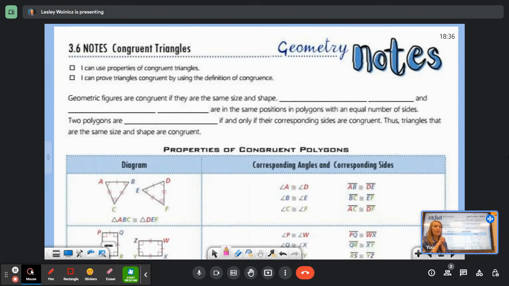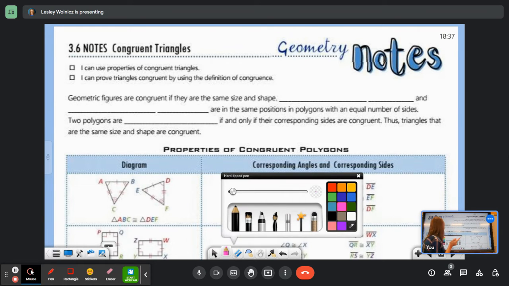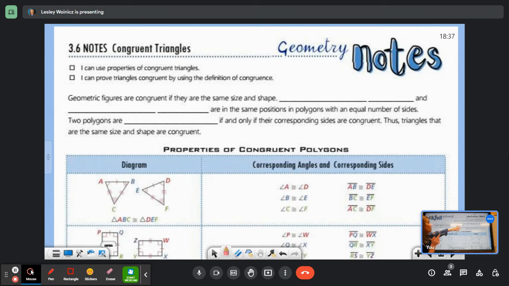Hi guys, we are going to use some properties of congruent triangles today and prove triangles congruent using the definition of congruence. Okay, so to start, we know that geometric figures are congruent if they have the same size and shape.